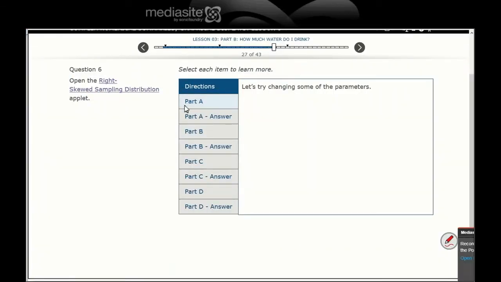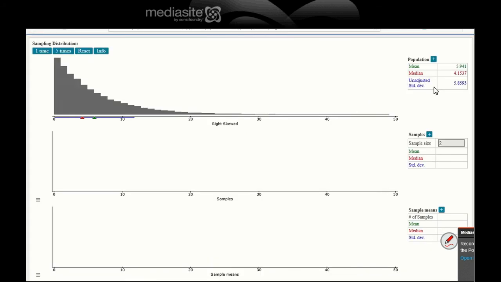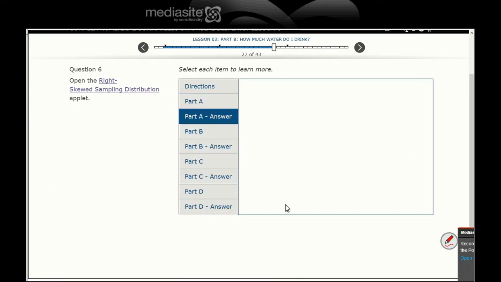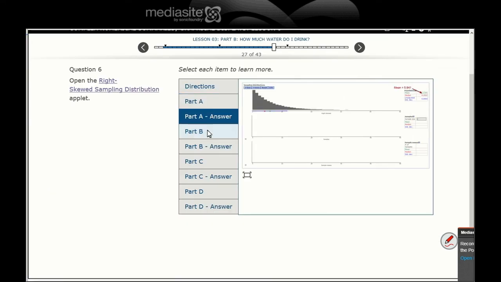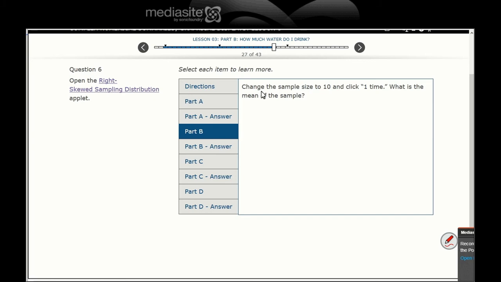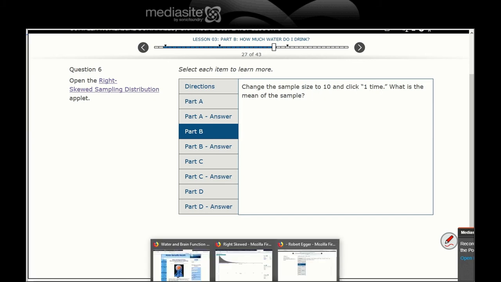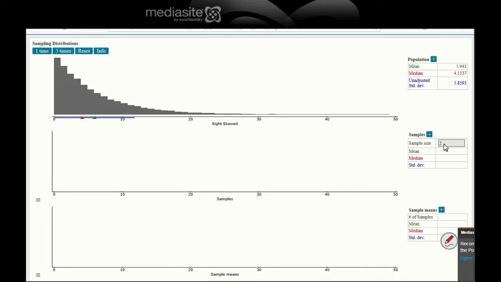And again, let's try to change some parameters. What is the mean of the population? Appears to be 5.94. Change sample size to 10 and click 1 time. It's going to take 10 samples out of the population, and we get a mean of 4.74. Okay, so a little under.